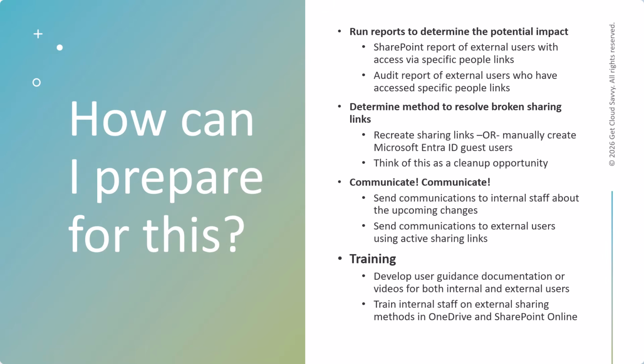We're going to take the information from those two reports, merge them together, and come up with a list of all those sharing links and all the external users that have access to those specific people sharing links, okay, and have used them. And then you're going to determine how you want to fix the broken links. Okay, you want to determine what's coming, how to fix what's coming. So the first option is to recreate those sharing links. That is up to the internal user.